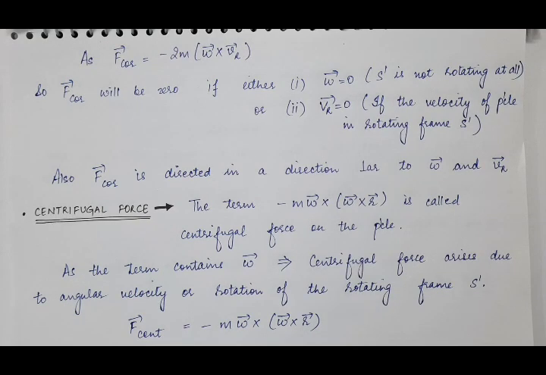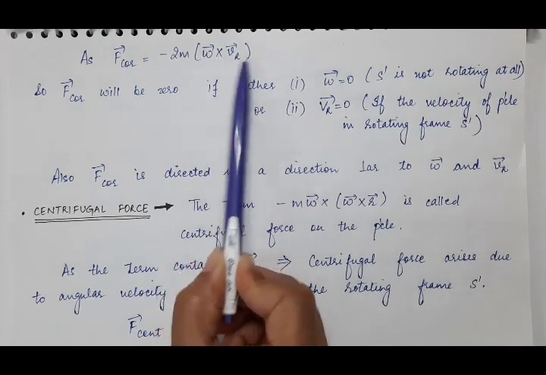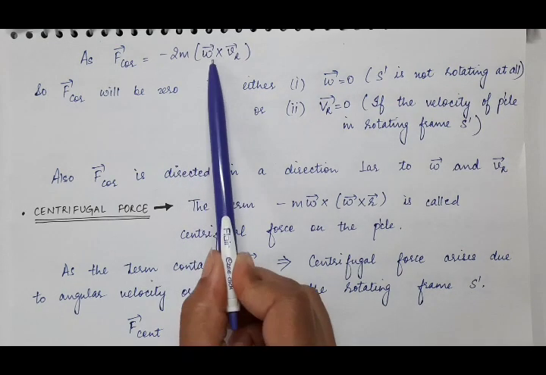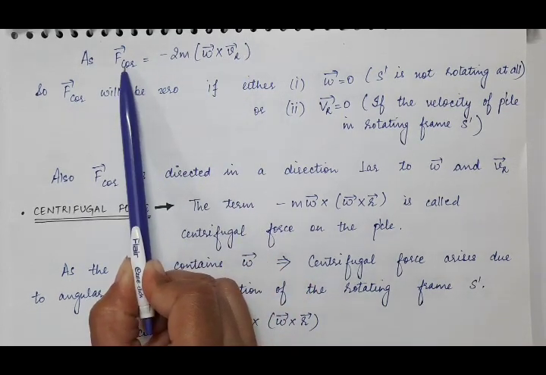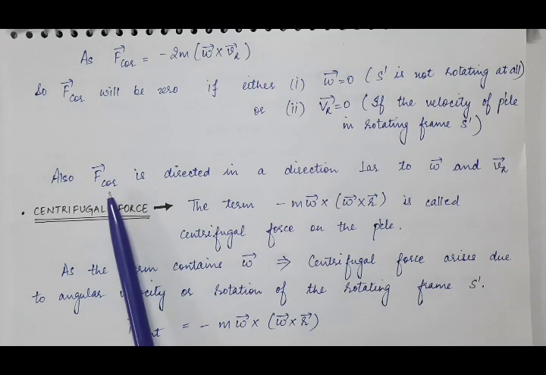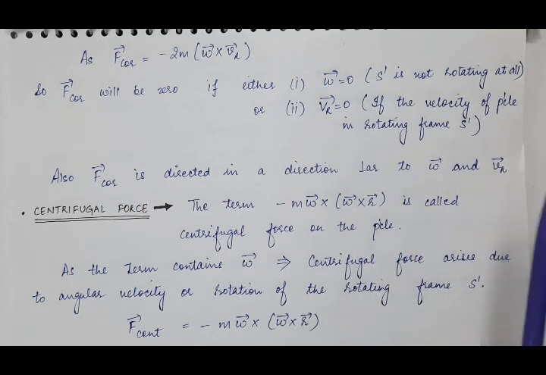And one more thing, as you can see, this is the cross product of two vectors. And the cross product of two vectors, its direction is perpendicular to the individual vectors. It means what will be the direction of this Coriolis force? It will be in the direction perpendicular to omega vector and VR vector. So F Coriolis is directed in a direction which is perpendicular to both omega vector as well as VR vector. So this is all about Coriolis force.